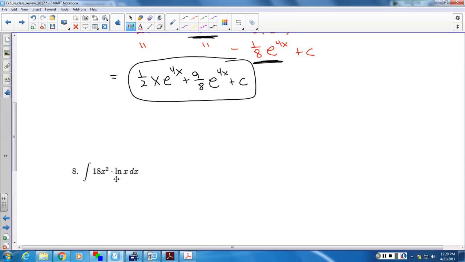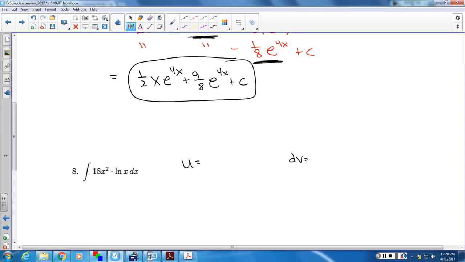This next one has a natural log of x in it. If there was a natural log of x in the numerator and then x in the denominator, it would be a u substitution problem, because for u substitution, the derivative of natural log of x is 1/x. So we'd have something in the denominator. Since there's nothing in the denominator, but there's a natural log in the problem, this is going to be integration by parts. So I'm going to choose my u and my dv.